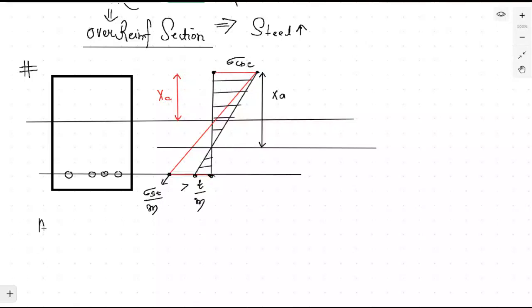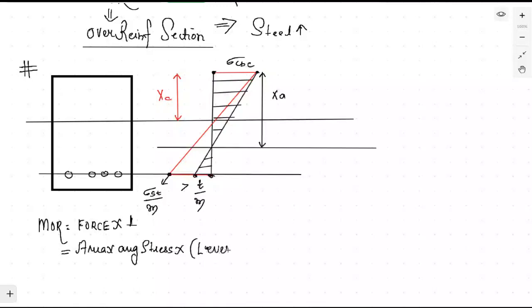It means that if you want to calculate the moment of resistance, which is equal to the force into the perpendicular distance, to calculate this, firstly, we have to calculate the force. Now, force is basically what? Force is equal to area into the average stress. Force is equal to the area into average stress into the perpendicular distance. Perpendicular distance in case of concrete, you have to call it lever arm. This is known as lever arm.